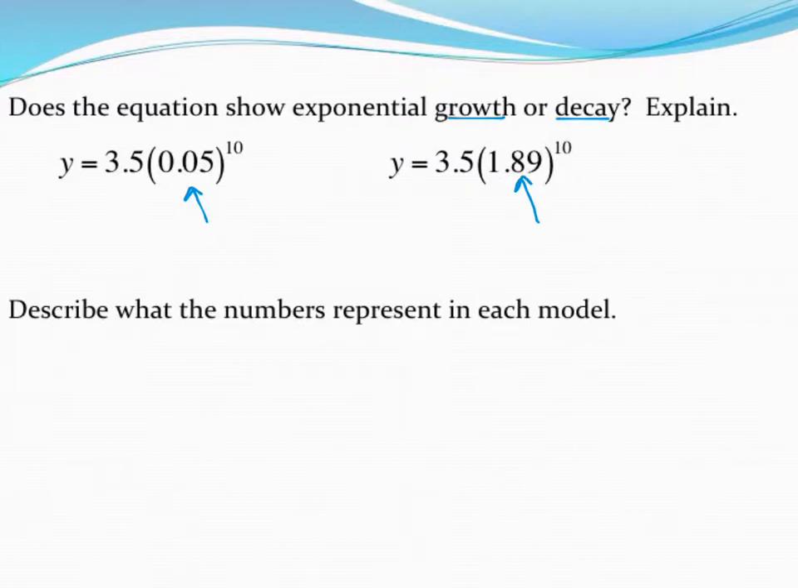Now, if that number is less than 1, it's going to be a graph that represents decay. That number won't be negative, so we can say that the base is between 0 and 1. It's less than 1, but bigger than 0. If that base value is bigger than 1, we'd say it represents growth.